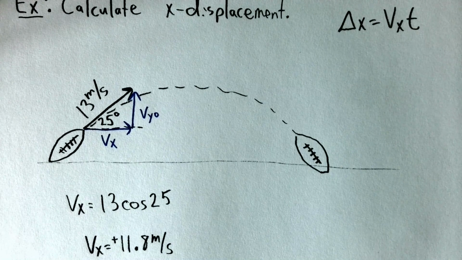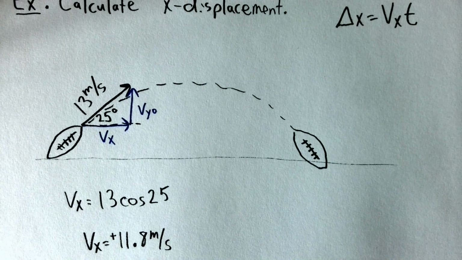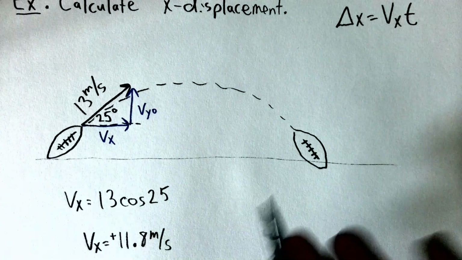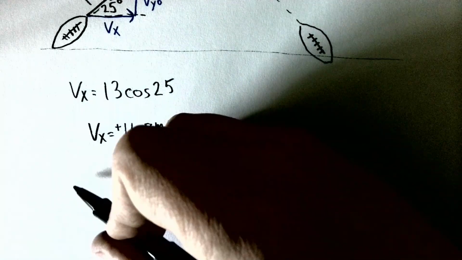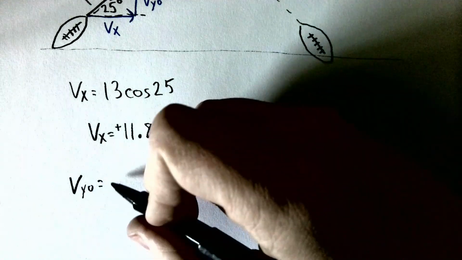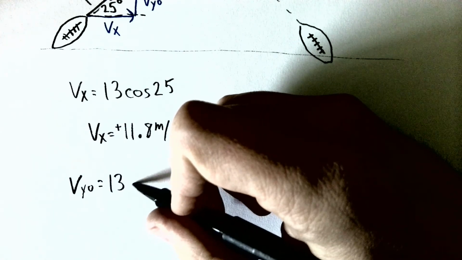We need all the y information we can get. Let's pull from the previous problem. Oh yeah, you know what? Let's get Vy initial while we're just talking about this. So to get Vy initial, it'll be 13, what's next? Sine.